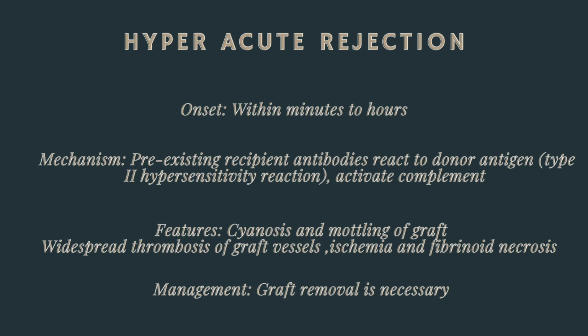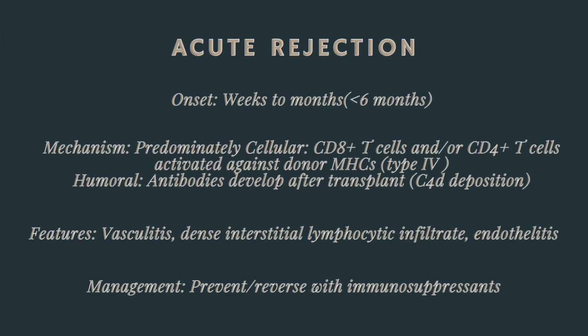So what are the features? Grossly, there is cyanosis and mottling of the graft, and histologically we see widespread thrombosis, and also we see necrosis. So what's the management? We immediately remove the graft. Coming to acute rejection. In acute rejection, the onset is between weeks to months. So the mechanism is predominantly cellular. The CD8 T cells and CD4 T cells are activated against the donor antigens or MHCs.